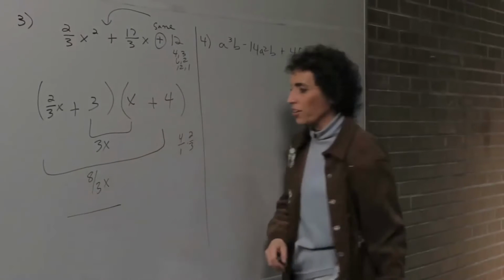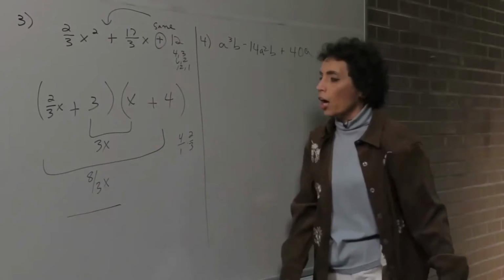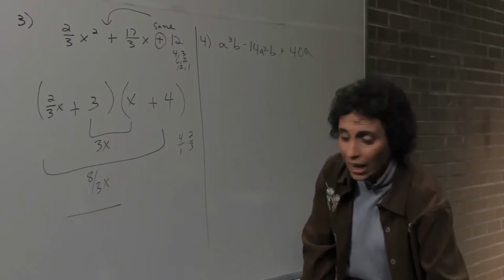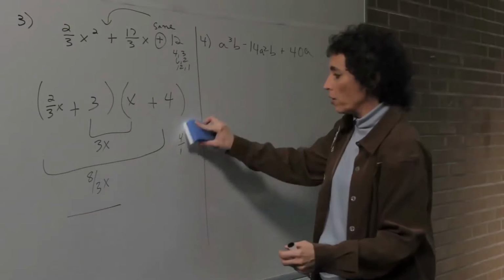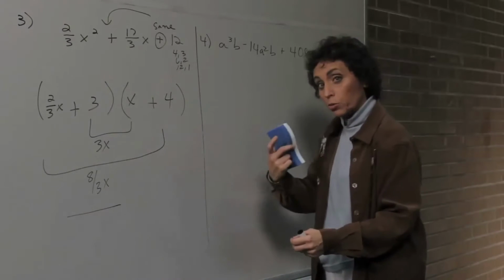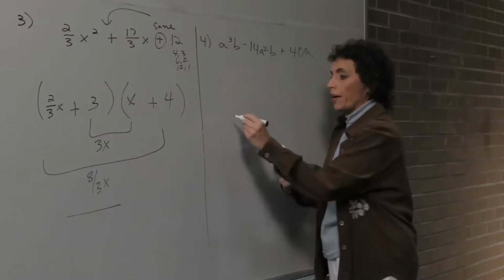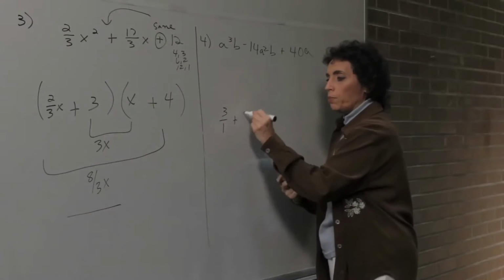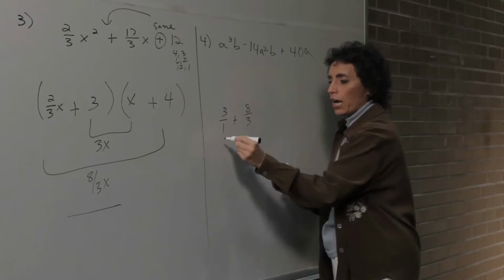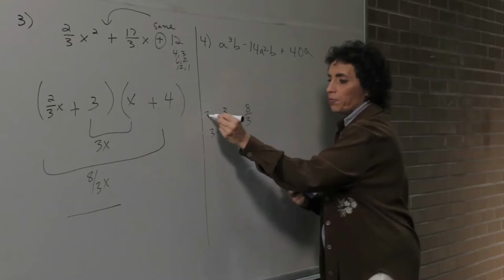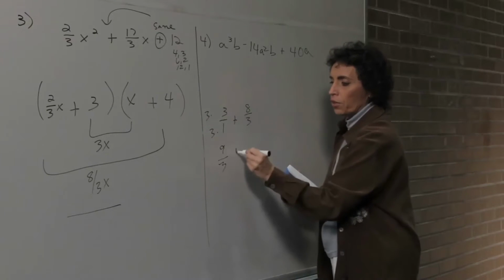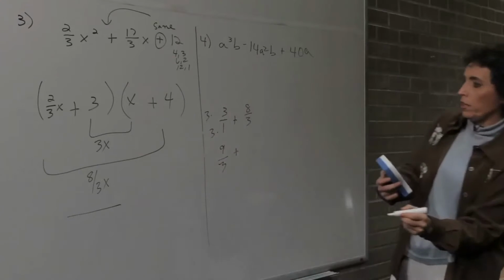Now I have to add these. I'm going to add these. I need a common denominator. Follow me here. 3/1 plus 8/3. I need a common denominator of 3. That's 9/3 plus, right?